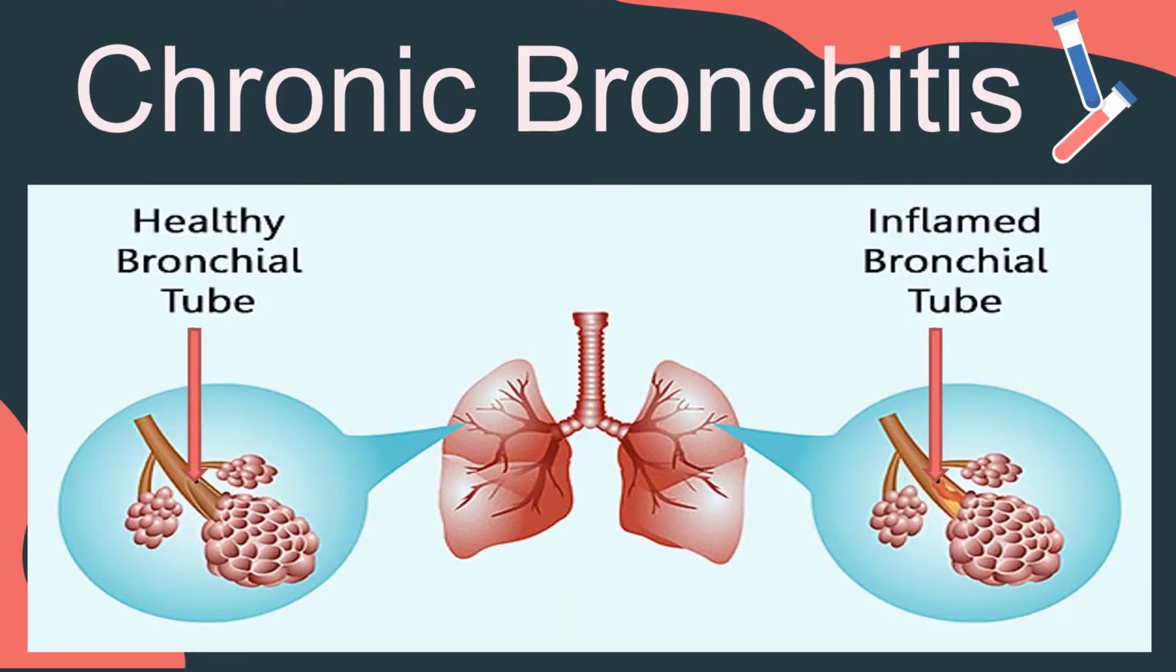Now look what we have here. We have a healthy bronchial tube. And then we have an inflamed bronchial tube. So this disease is called chronic bronchitis. This is an inflammation of the bronchial tubes that causes cough with mucus, shortness of breath, wheezing, and chest tightness for a long period of time, or sometimes chronically.